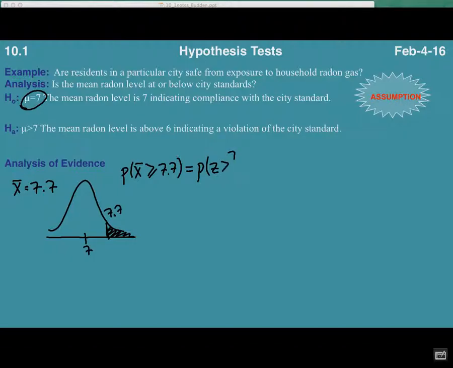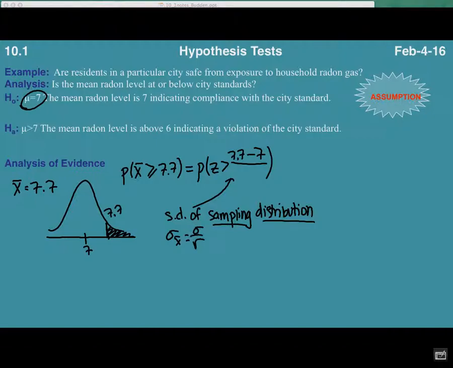This is going to involve changing into a z-score. So I have z is greater than 7.7 minus 7. That 7 comes from the null, divided by the standard deviation. Now, we have to remember that we are talking about samples. So in the denominator is going to be the standard deviation of the sampling distribution. That's really important. You guys remember how to do that? You had to do this last chapter and in chapter 8. You probably know, you just can't remember, or you don't make the connection. That's this one.